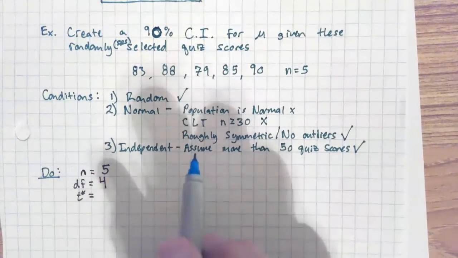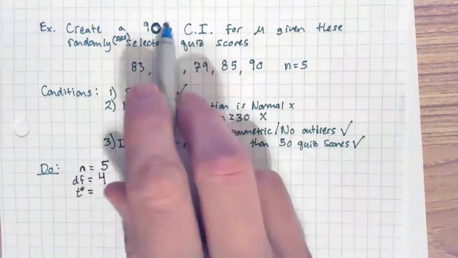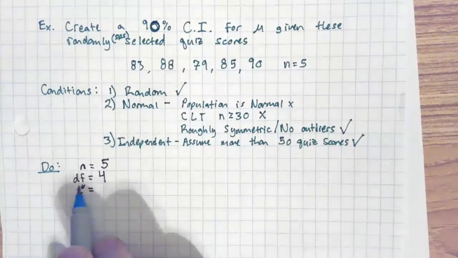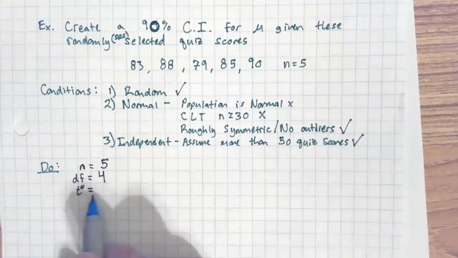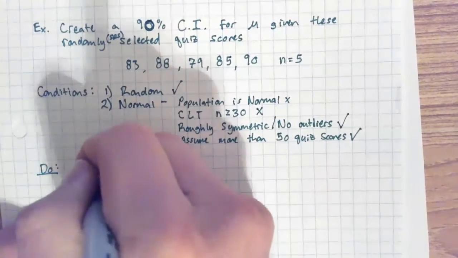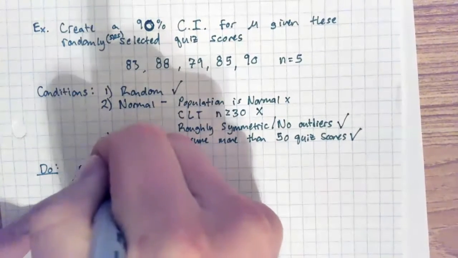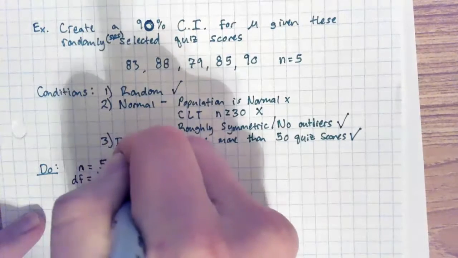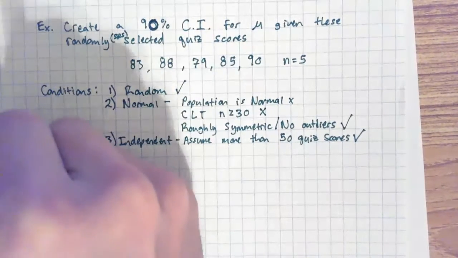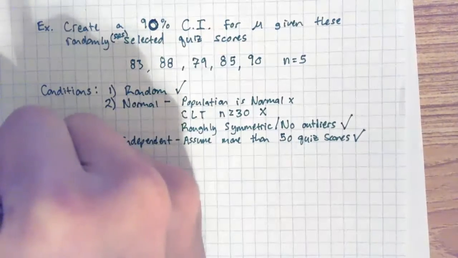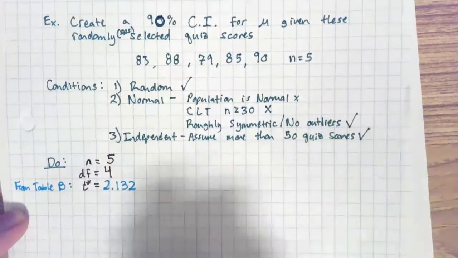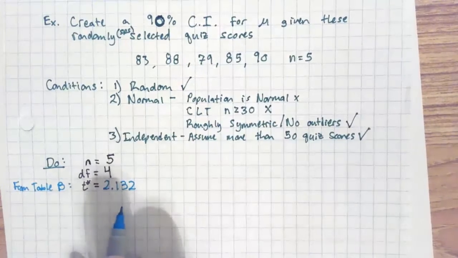at 90% confidence with 4 degrees of freedom, the critical t-value that we need to use to create this interval is 2.132. Again, that just came from table B. In table B, we know the critical value is 2.132 for this problem.